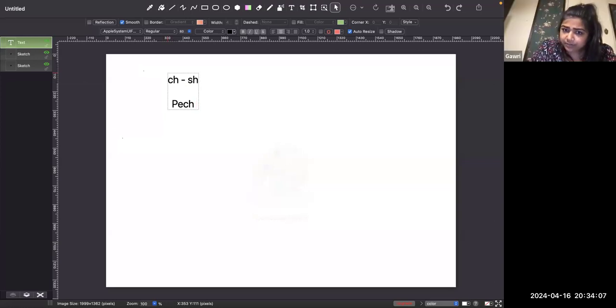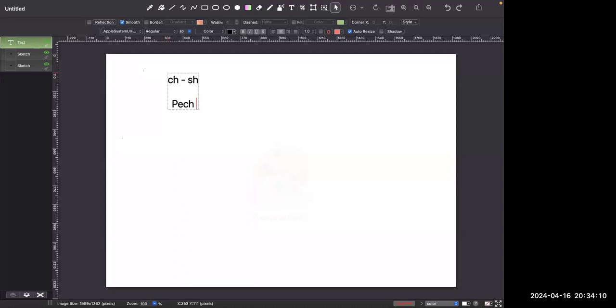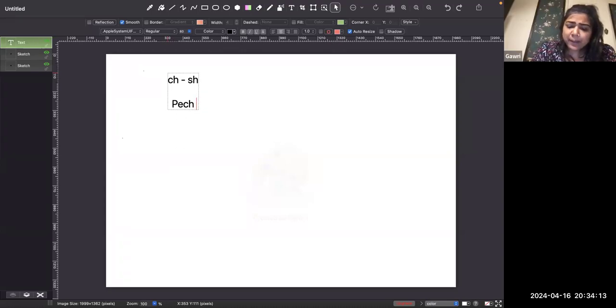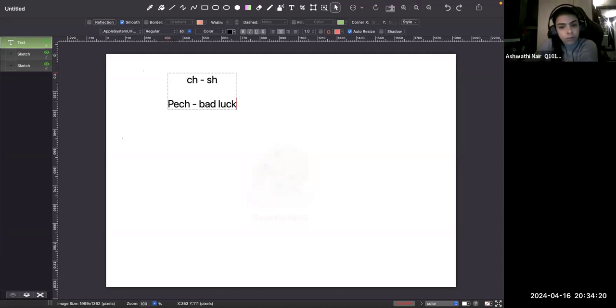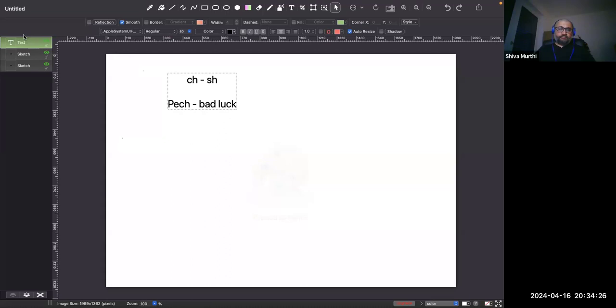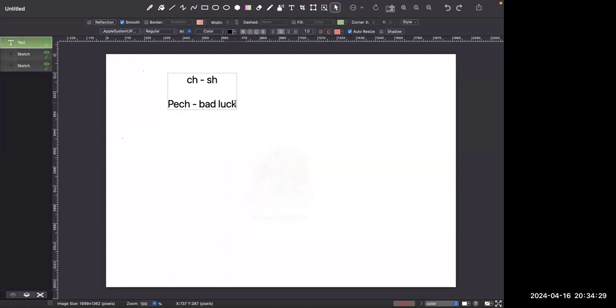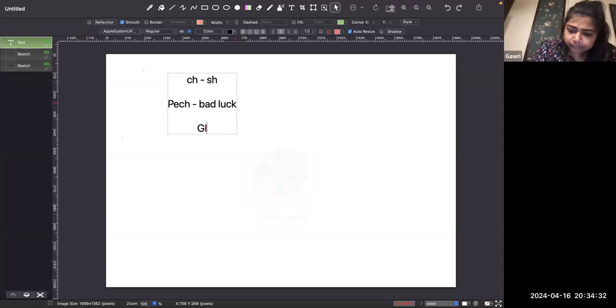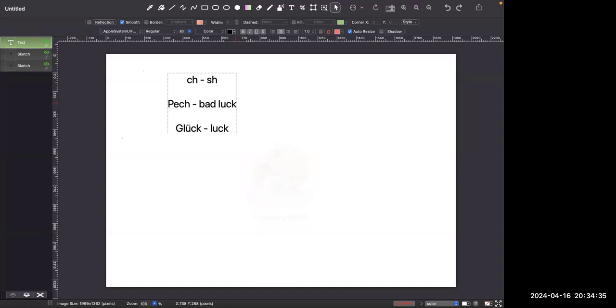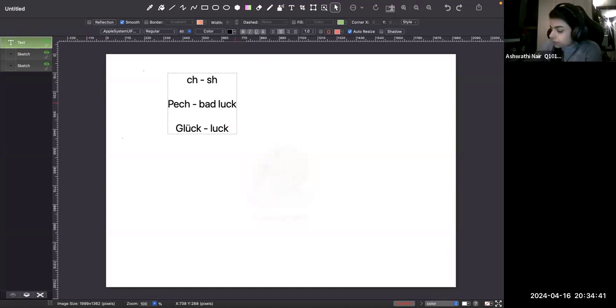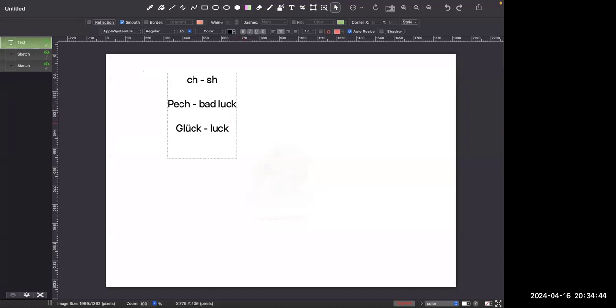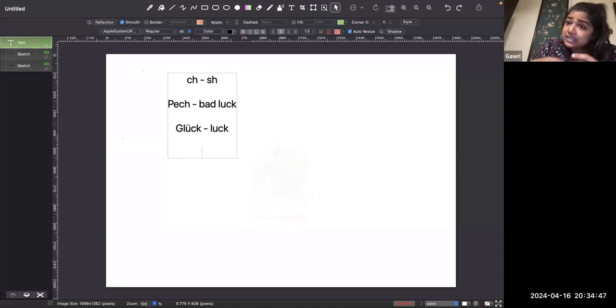Pech. Does anyone know by any chance? It's difficult. Bad luck. Pech means bad luck. But what about Glück? Glück means luck. These are opposites: Glück means luck and Pech means bad luck.